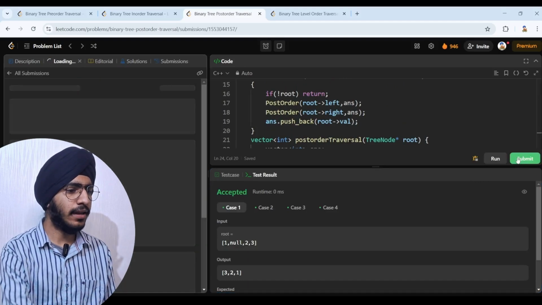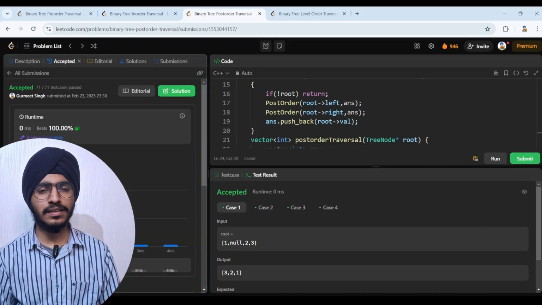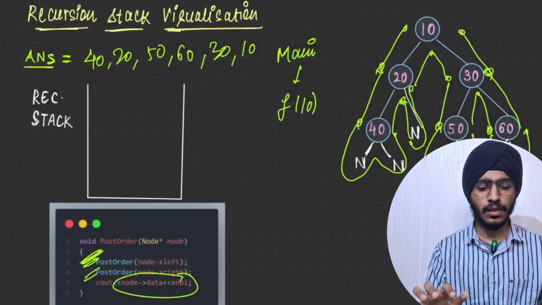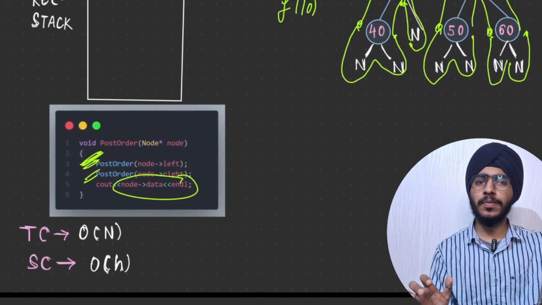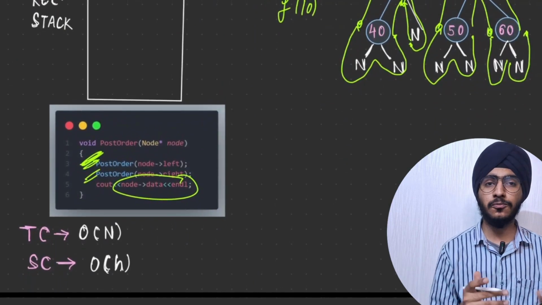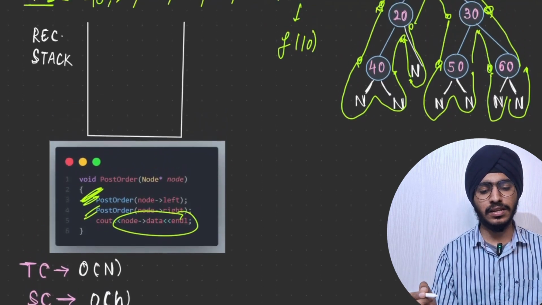I think it will work fine. So let's jump to the time and space complexity of post order traversal. As usual, time complexity is again O(n) because we are traversing each node 3 times, and space complexity is O(h) because we are covering the maximum height of the tree.